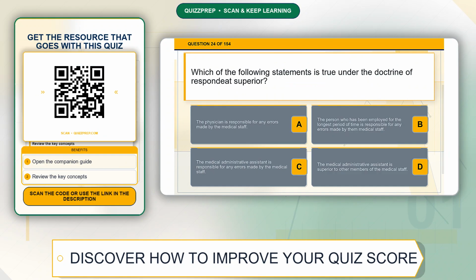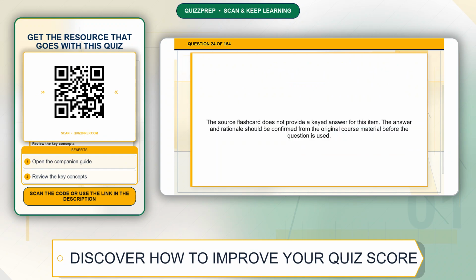The correct answer is not shown. Explanation: the source flashcard does not provide a keyed answer for this item. The answer and rationale should be confirmed from the original course material before the question is used.